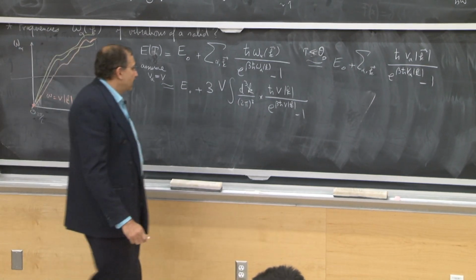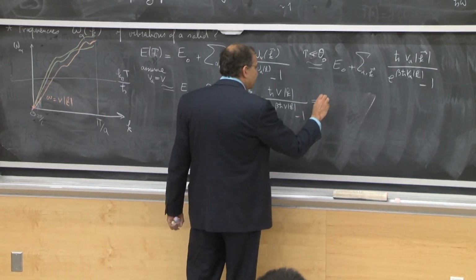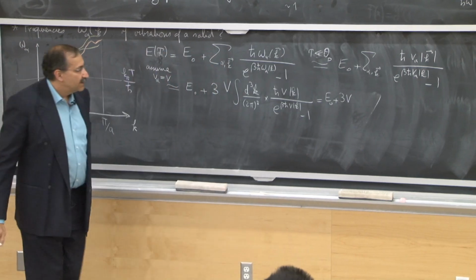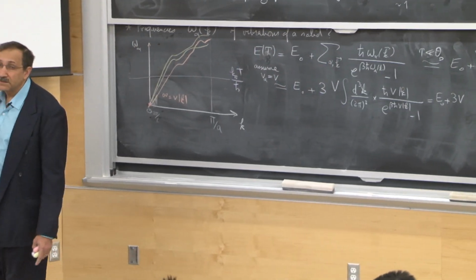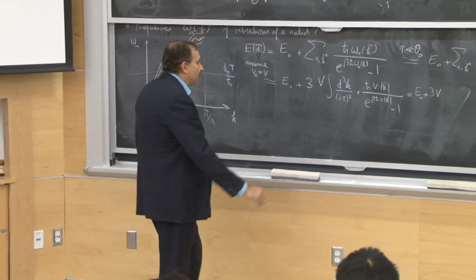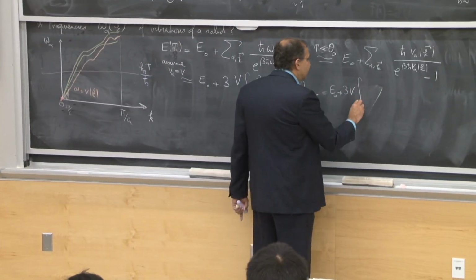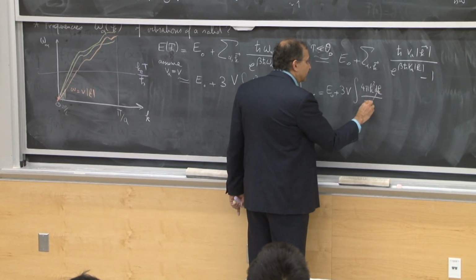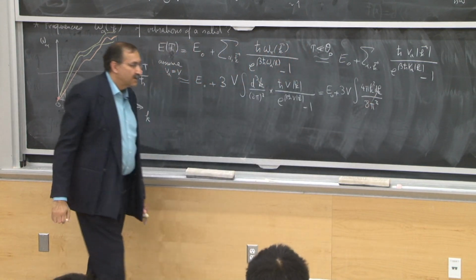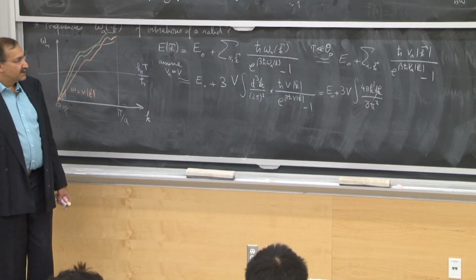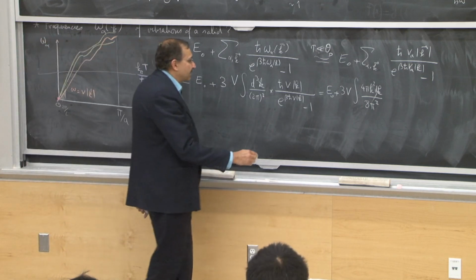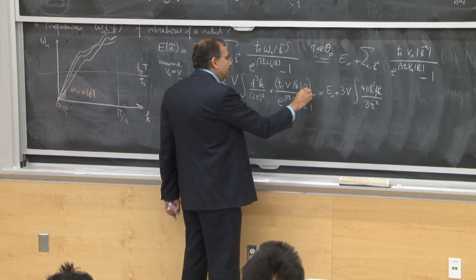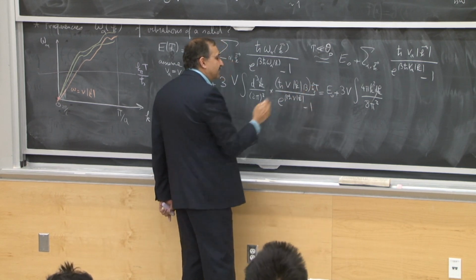So let's simplify this a little bit further. I have E0. I have 3V. The integrand only depends on the magnitude of k. So I can take advantage of that spherical symmetry and write this as 4 pi k squared dk divided by this 8 pi cubed. What I can do is I can also introduce a factor of beta here and multiply by kT. Beta kT is 1.